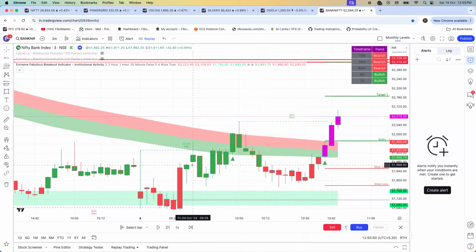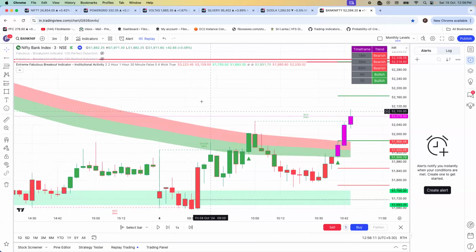Sir, block length, what does the number 5 indicate? It will take 5 candles. After the 5th candle, you find the order block. Every 5th candle, it will check for order blocks. You can increase it up to 8. 8 is the default number they use for order blocks.